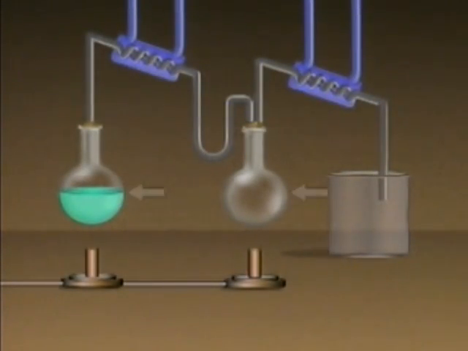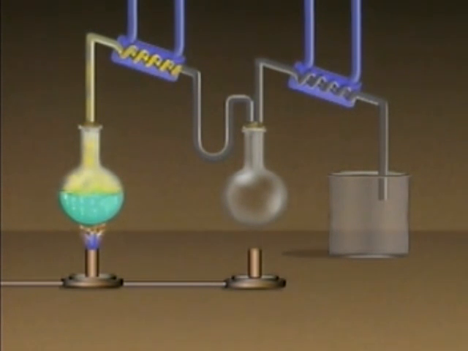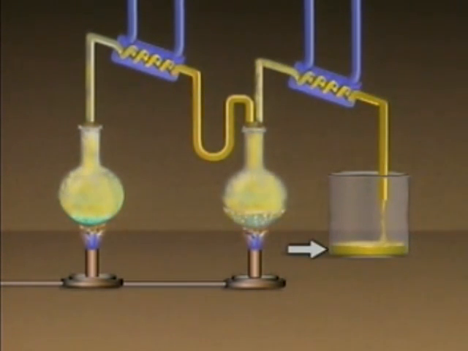This system has 2 stills, 2 condensers, and 1 receiver. The condensed vapors from the first still flow into the second still. The liquid in the second still is then heated until it boils. The overhead product from the second still contains more of the lighter component and less of the heavier component than the original overhead product did. By repeating the process, successive batch distillation produces a purer overhead product than single batch distillation. If a third still were added, an even purer overhead product could be produced.